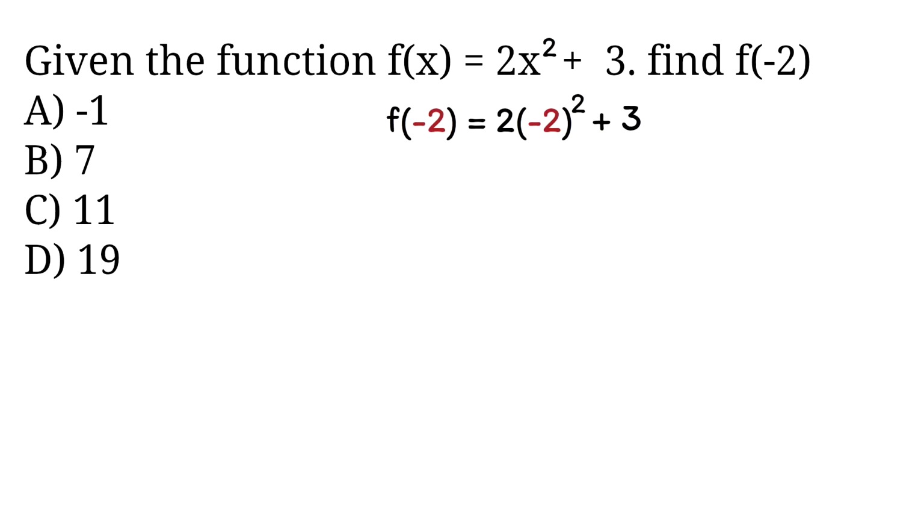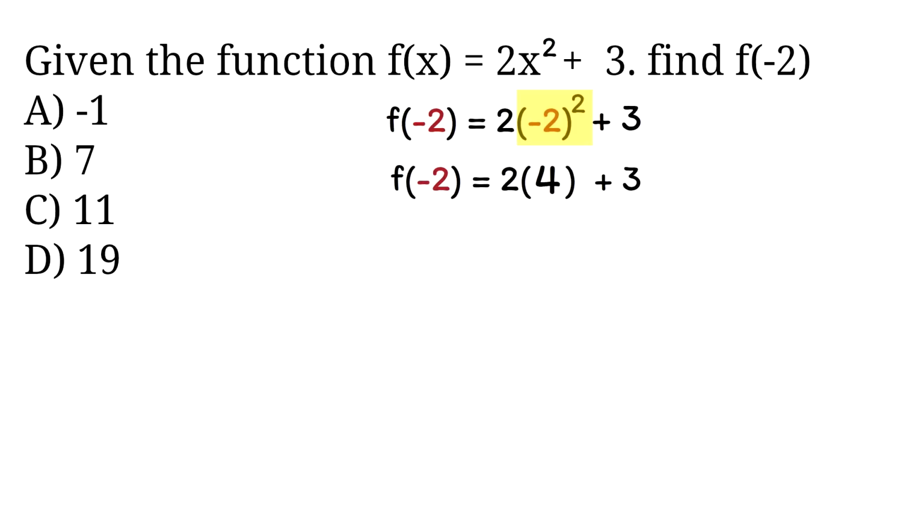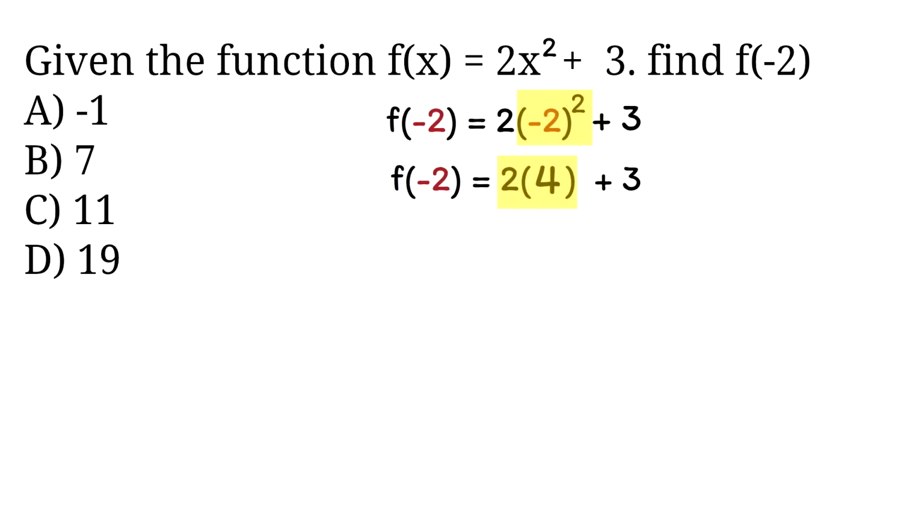From the order of operations, we will have to do the negative 2 squared first. Negative 2 squared is 4. So we have f of negative 2 equals 2 times 4 plus 3. Next, from the order of operations, we will do the multiplication by 2. 2 times 4 is 8.